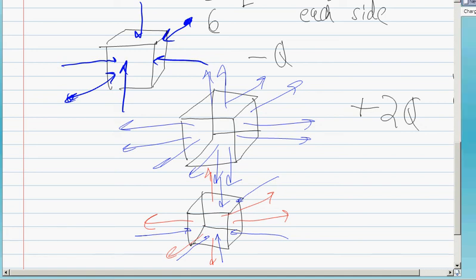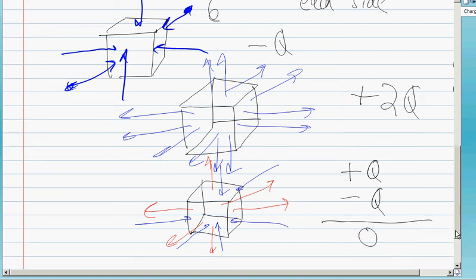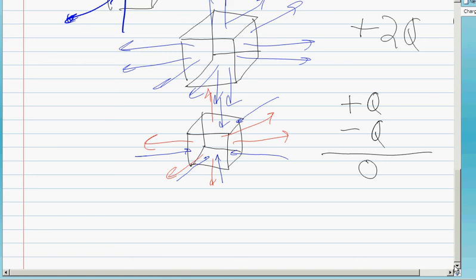Now I can't tell. That means I must have some positive stuff and some negative stuff inside there. So I must have positive Q and I must have negative Q. They're in there somewhere. I can't tell where they are, but I know in this surface that the total charge has to be 0, because I have equal amounts of positive and negative field lines going in the box and out of the box.